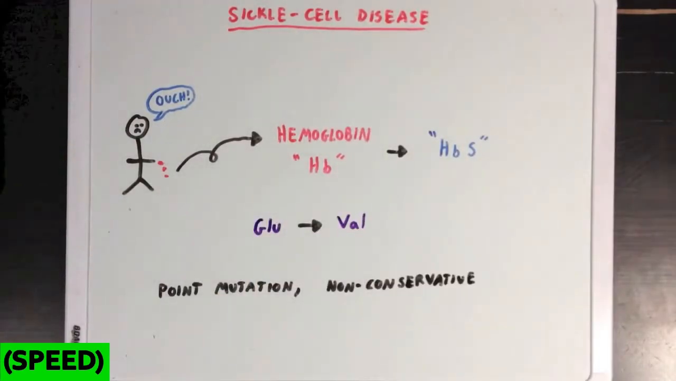Now we can classify this mutation as a point mutation since only one DNA base is affected, but we can also say that it's a non-conservative missense mutation since glutamate is being swapped out for valine, and the two are different types of amino acids since glutamate is an acidic amino acid and valine is a non-polar one.